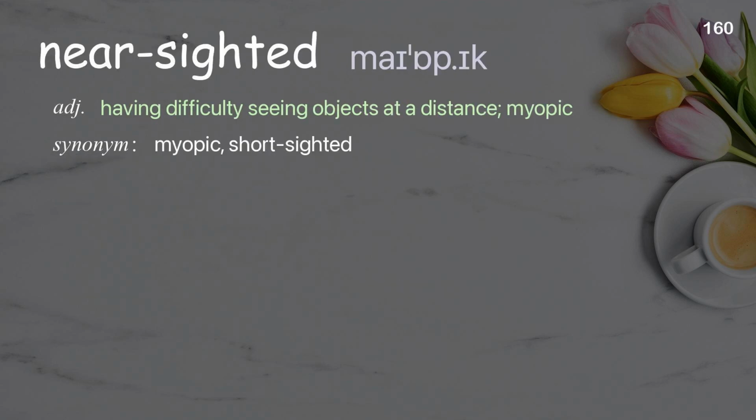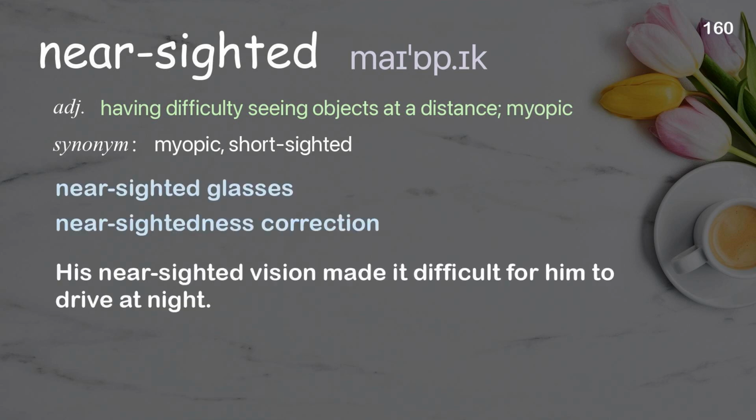Nearsighted. Having difficulty seeing objects at a distance, myopic. Examples: Nearsighted glasses. Nearsightedness correction. His nearsighted vision made it difficult for him to drive at night.